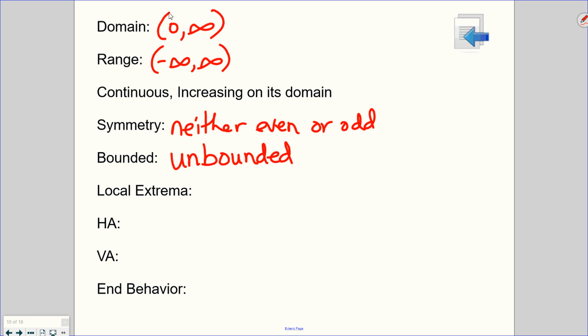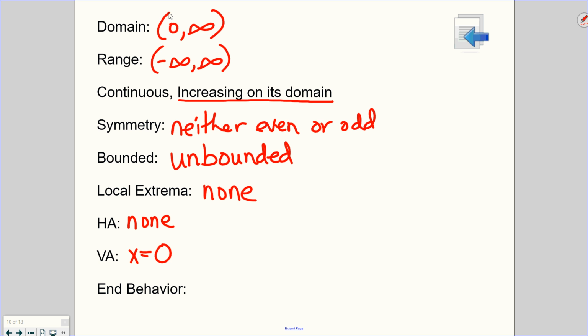There can't be any extrema because remember it's increasing everywhere, so it would have to change from increasing to decreasing or vice versa. Horizontal asymptote, it has none. And vertical asymptote, same as ln, it's x equals 0. This is very much the same graph, just different numbers.